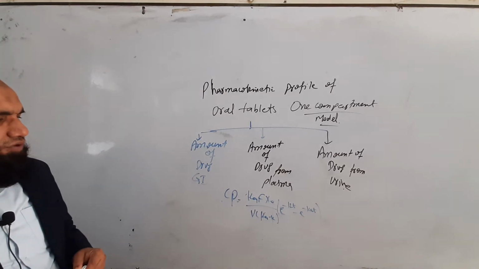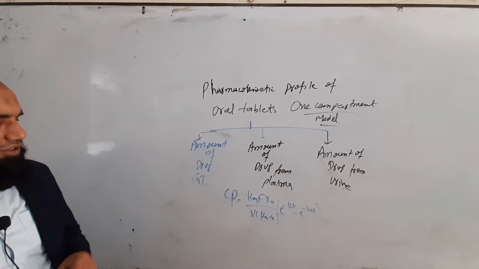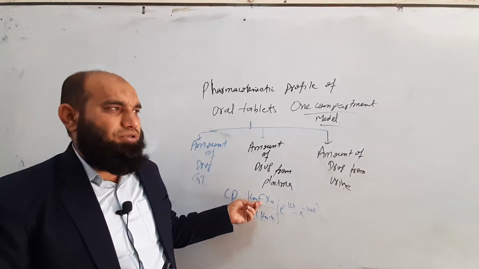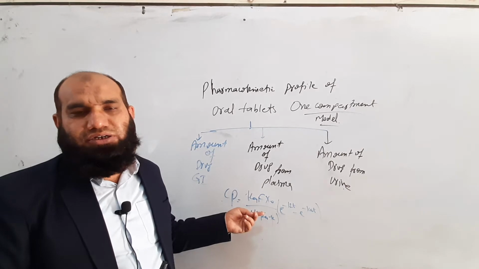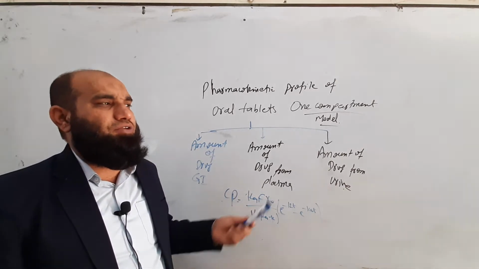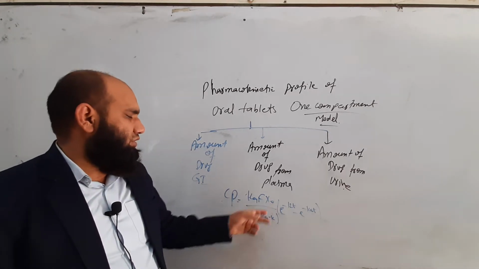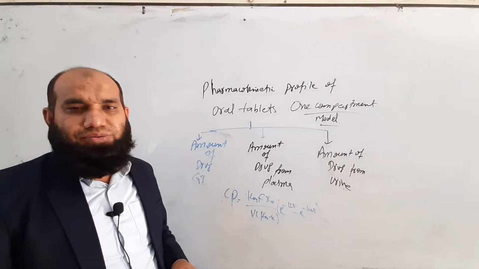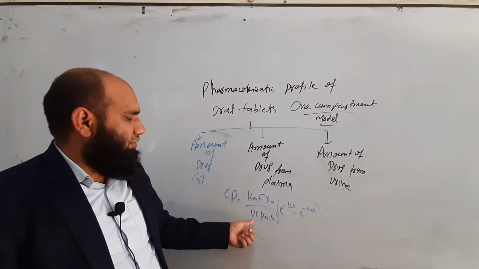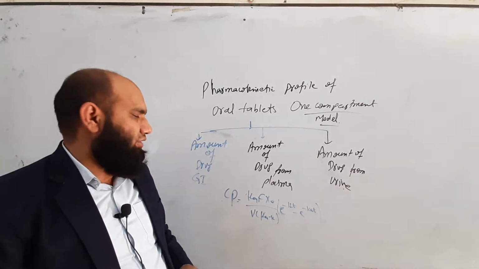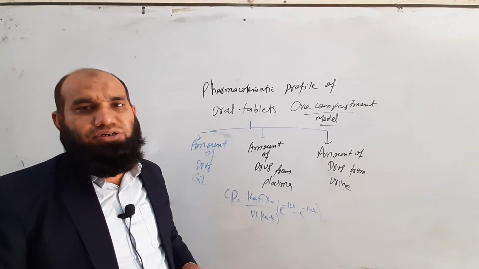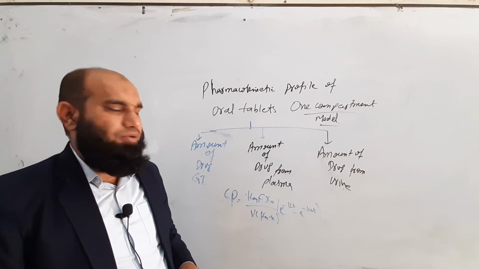In this formula, we already know the values. F is the fraction of drug which is absorbed, which can be exactly considered as 1. X naught, basically D naught, as we have seen in different books, is the dose, the initial dose. Ka is the absorption rate constant, which we have already calculated in our previous lab. V is the volume of distribution, which is a constant for the drug. And t is the time at which we want to estimate the concentration of drug in the plasma.